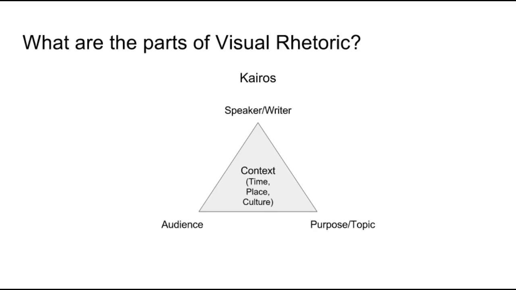What are the parts of visual rhetoric? Well, in our class we've talked about kairos. Kairos encompasses not only the rhetorical triangle, but also the context, the time, place, and culture, and the moment that it's in. So the relationship between the speaker, the audience, and the purpose or topic in the context of time, place, and culture, that moment. So the rhetoric would change if it moves to a different context, time, place, or culture, and any one of the variables will change the meaning of what we're looking at.